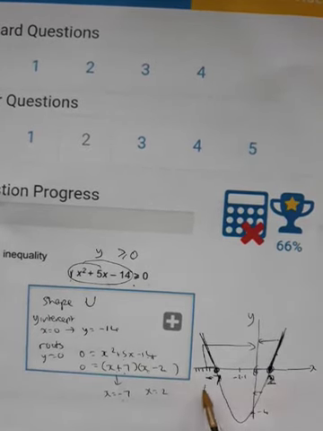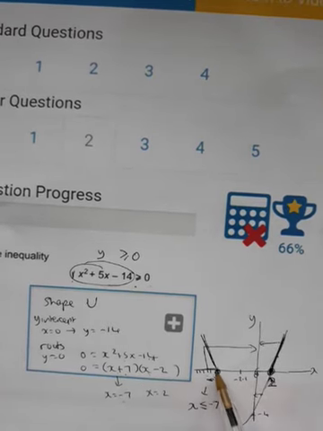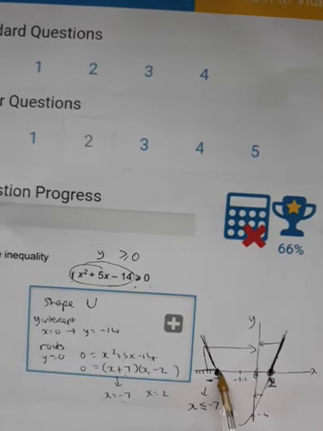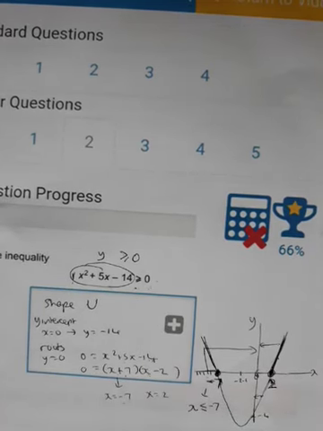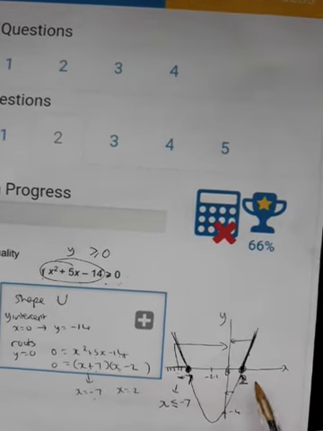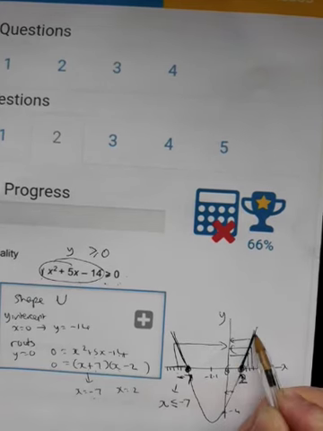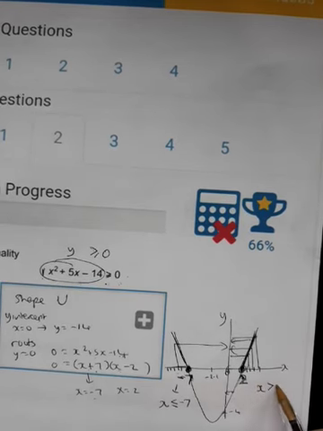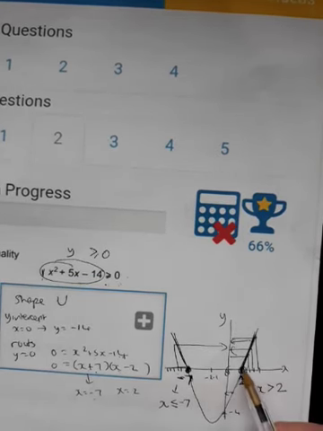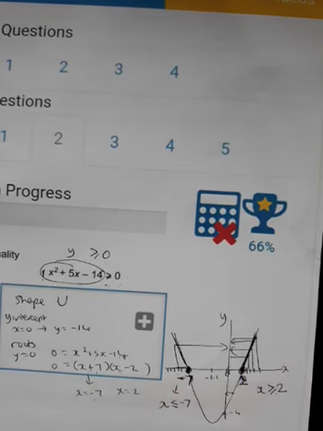So my solution here will be x is less than or equal to minus 7. It's equal to minus 7 because it said we could be less than 0 or equal to 0 in the inequality that we're trying to solve here. Over here, any x value greater than 2 that we substitute in will also give us a y coordinate greater than 0, a positive answer. And it said we could have greater than or equal to 0, so we're allowed to use 2 itself.